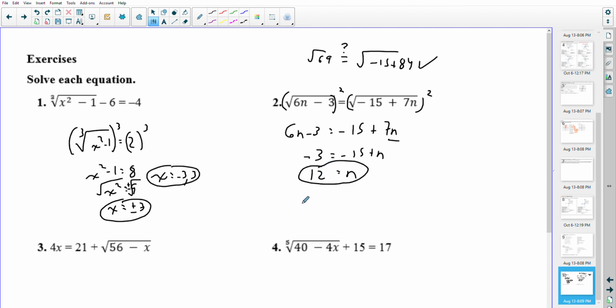Well, believe me, it's not always going to be the case where you have the same answers work in the original equation. So again, always check your answer.